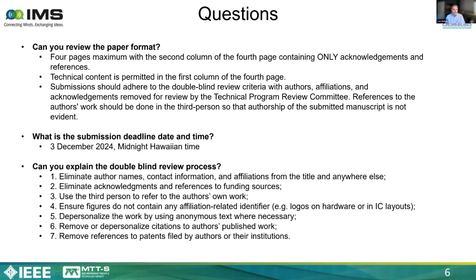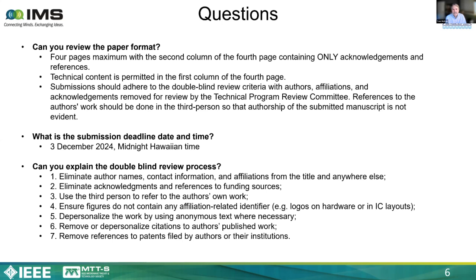So we got a set of questions ahead of this open forum, and one was, can you review the paper format? So the paper format is 4 pages maximum, with the second column of the 4th page containing only acknowledgments and references. So that's very important. The technical content only goes to 3.5 pages, and then acknowledgments and references in the second column of the 4th page. The technical content, as I mentioned, is permitted on the first column of the 4th page.